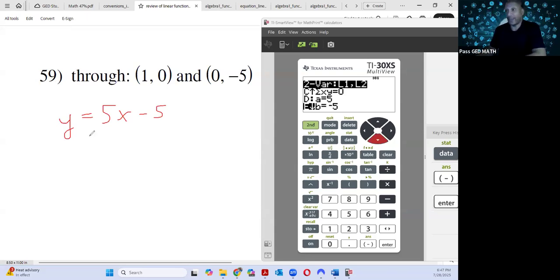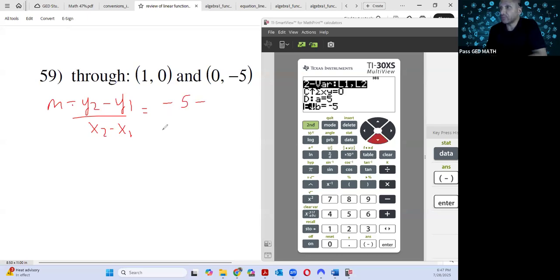Now, let's do it by hand. Let's see how long it takes us. Y equals 5x minus 5. That's what we got. Well, we know our y-intercept. Let's do m equals y2 minus y1 over x2 minus x1: minus 5 minus 0 over 0 minus 1, which is minus 5 over minus 1. Two negatives make a positive. Okay, I got my slope.